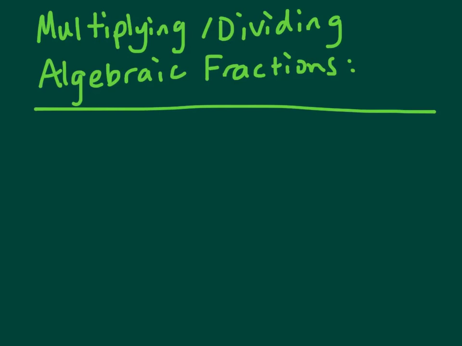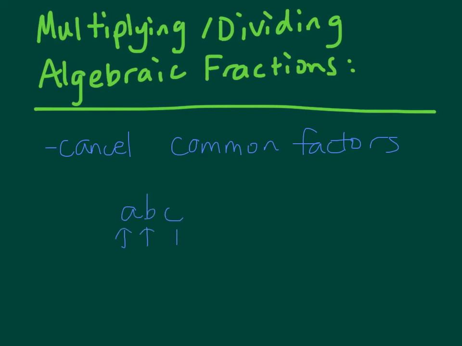Now let's look at something a little bit different. When we are multiplying and dividing algebraic fractions, we do it the same way, but we're not going to have so many numbers we can cancel. What we're going to look for is we're going to cancel common factors. Remember that if I have A, B, and C, A is a factor, B is a factor, and C is a factor, because it's like A times B times C. So we're going to look for common factors to cancel.